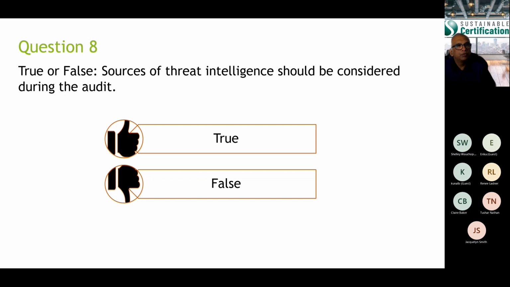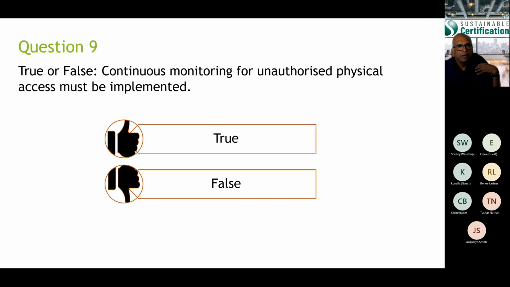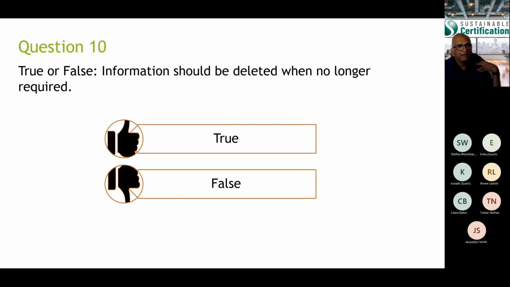Okay, then true or false: source of threat intelligence should be considered during the audit. True. True, 100%. Then continuous monitoring for unauthorized physical access must be implemented. True. 100%. Information should be deleted when no longer required.